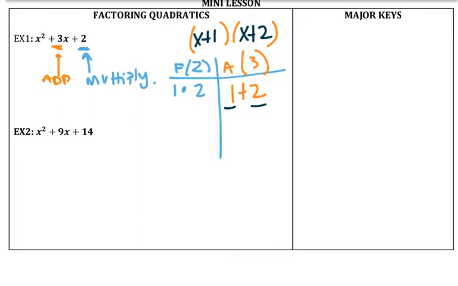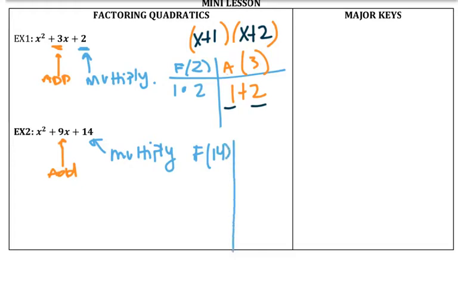And we're going to do it again for the second example. So we have 14 and 9. So we need to ask ourselves, okay, the numbers need to add up to 9, and they need to multiply to 14. So I'm going to ask myself, what numbers multiply to 14? Let's see. 2 times 7, 1 times 14.